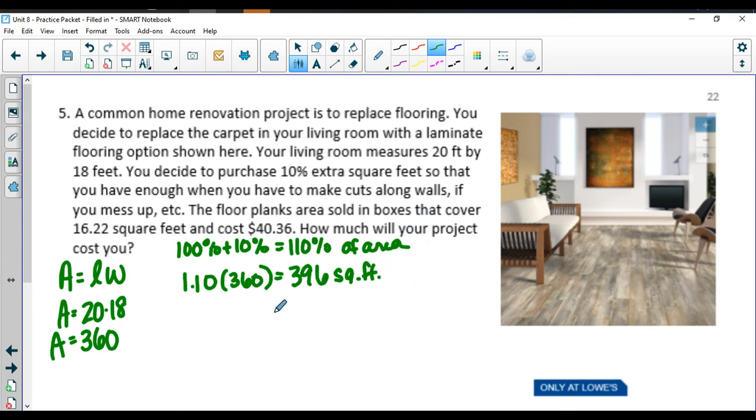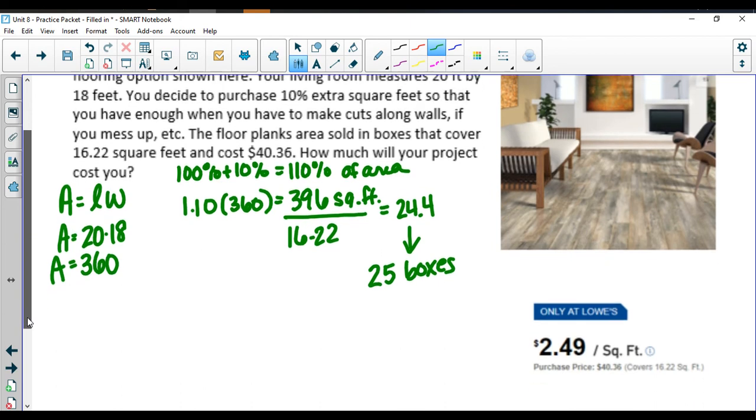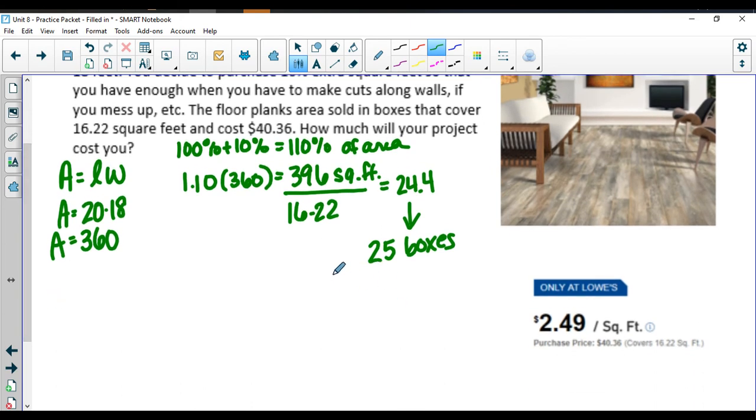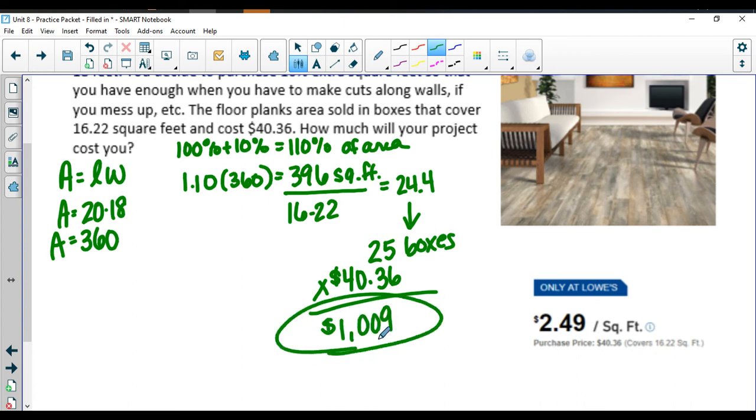The boxes cover 16.22 square feet. So I'm going to divide by 16.22 here, which will tell me that I need 24.4 boxes. Really, just like our kitchen tiling project, we're going to have to purchase 25 boxes. And the boxes are $40.36 each. So I'm going to multiply 25 boxes times $40.36 for a total of $1,009 just for the flooring before tax then.